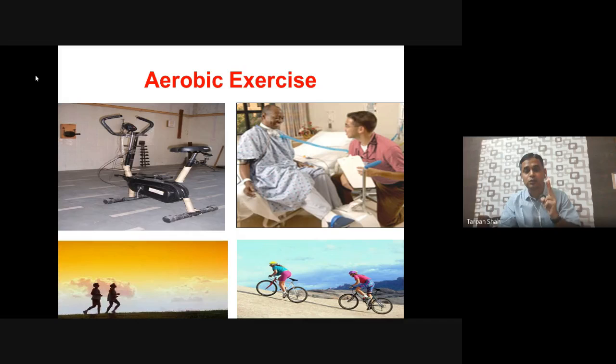Second, through the RPE, rate of perceived exertion scale. And third one is through the VO2 max. Now, let us talk about the VO2 max. For VO2 max, you can do the analysis with the help of the VO2 max analyzer. As per my knowledge, most of the institutes and most of the hospitals do not have the VO2 max analyzer. So if you want to prescribe the exercise intensity through VO2 max, it is difficult.